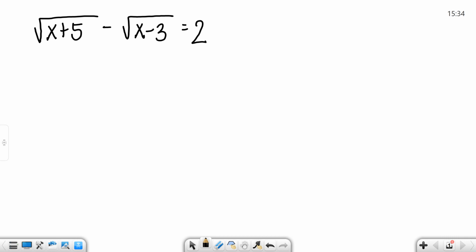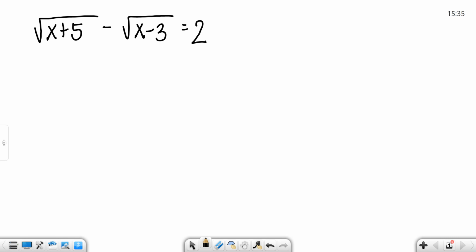All right, so we're asked to solve. Now remember, our first step is isolate the radical on one side. Well, the problem with that is we have two radicals in this problem. So we need to isolate one of the radicals. Okay, that's still something we need to do.